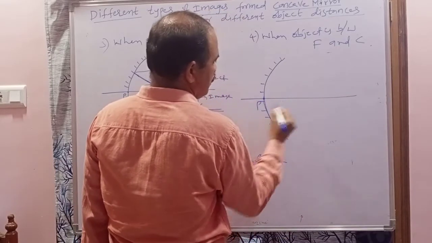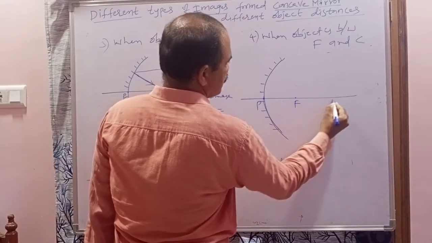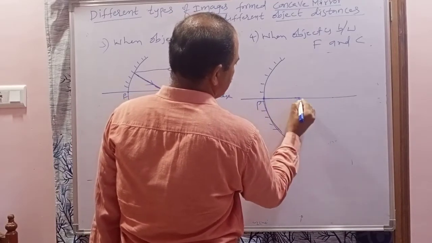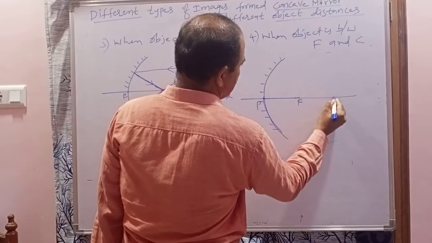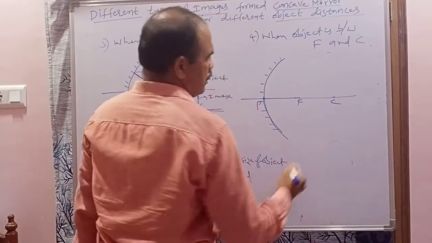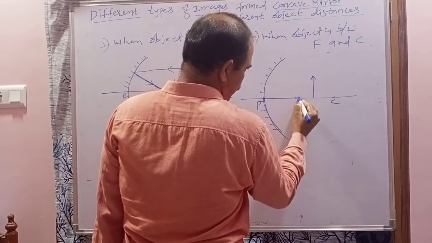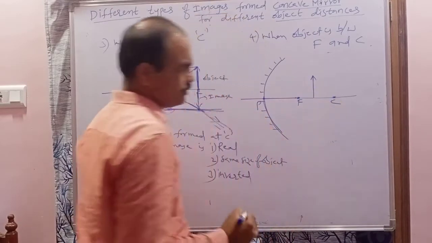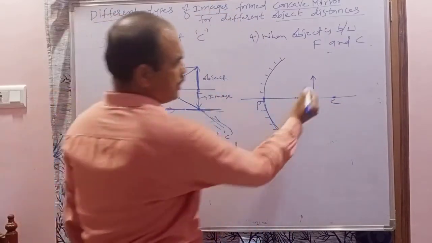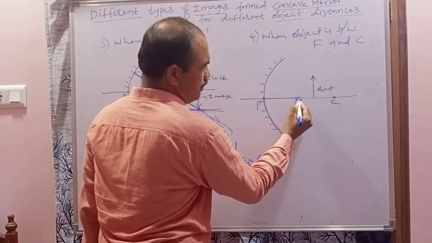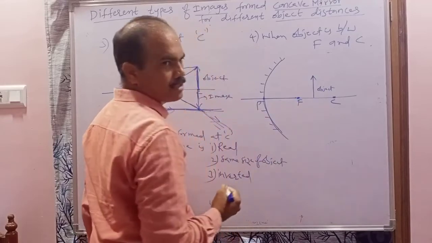This is the pole, this is the focus. Now consider this is the center of curvature. Now I am placing the object between the focus and the center of curvature. Now this object is between focus and center of curvature.